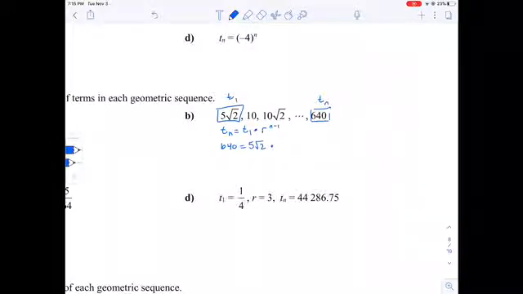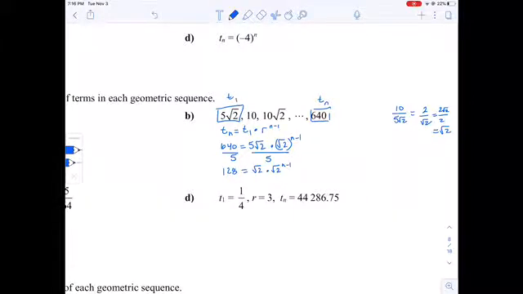And my ratio, well, our ratio here, if we do 10 divided by 5 root 2, we get 2 over root 2, which is 2 root 2 over 2, which simplifies to root 2. So our ratio is root 2, and that's to the power of n minus 1. What I can do here is we can divide out the 5 from both sides, and 640 divided by 5 should be 128, which is equal to root 2 times root 2 to the power of n minus 1.